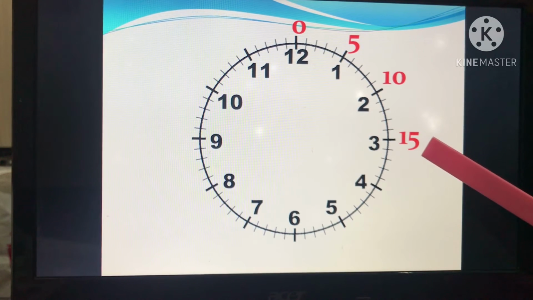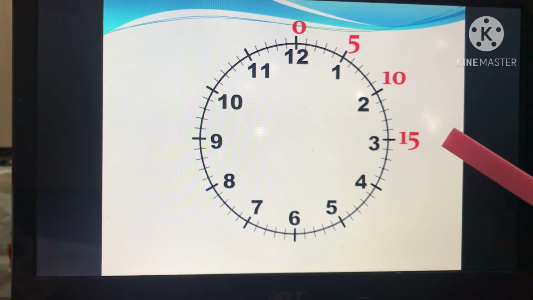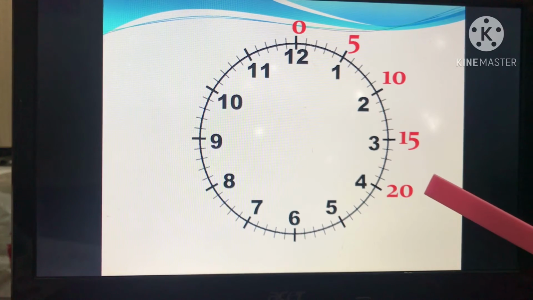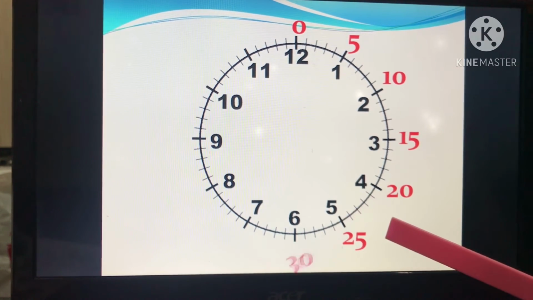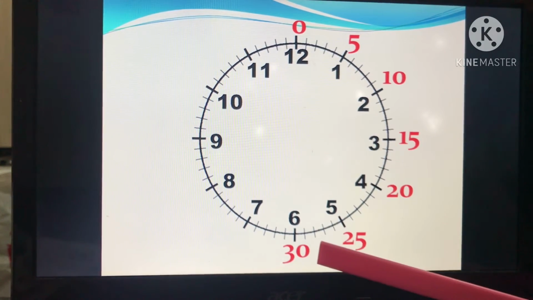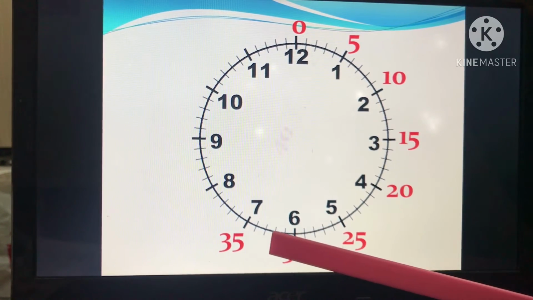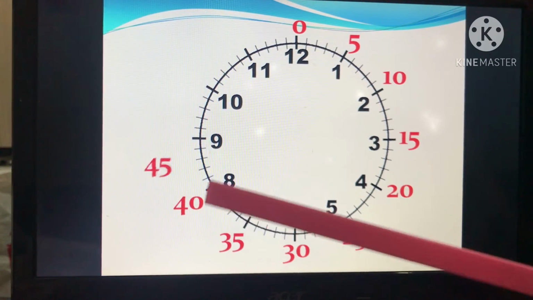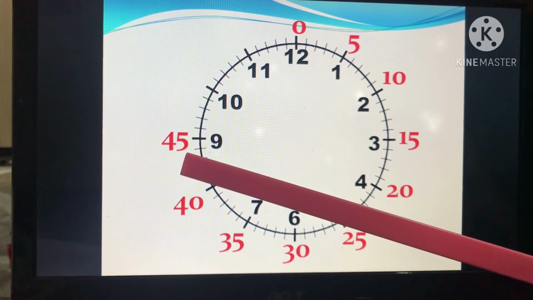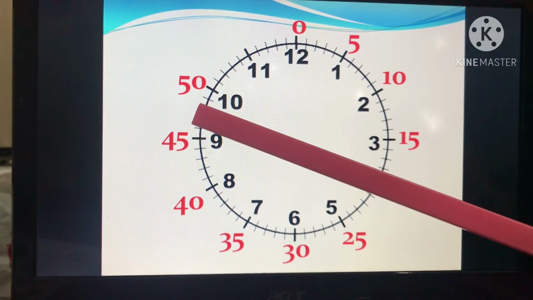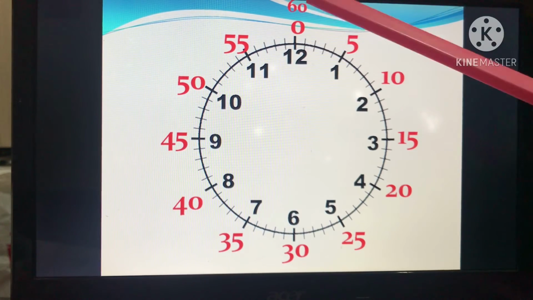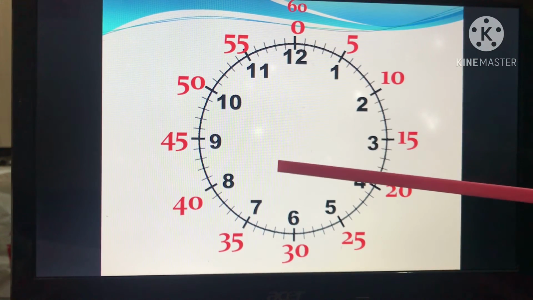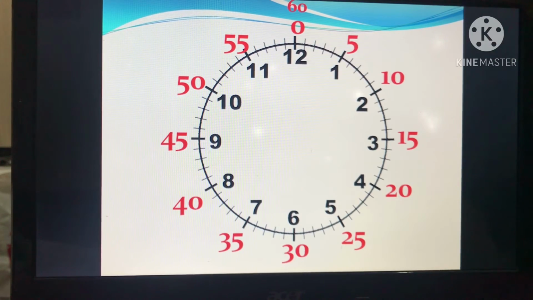3 is 15 minutes. 4 is 20. 5 is 25. 6 is 30. 7 is 35. 8 is 40. 9 is 45 minutes. 10 is 50. 11 is 55. And 12, that will be 60. But when the longer hand points to number 12, it becomes 0.